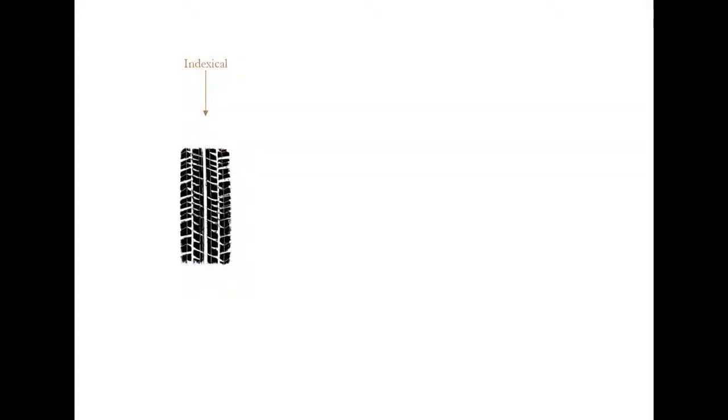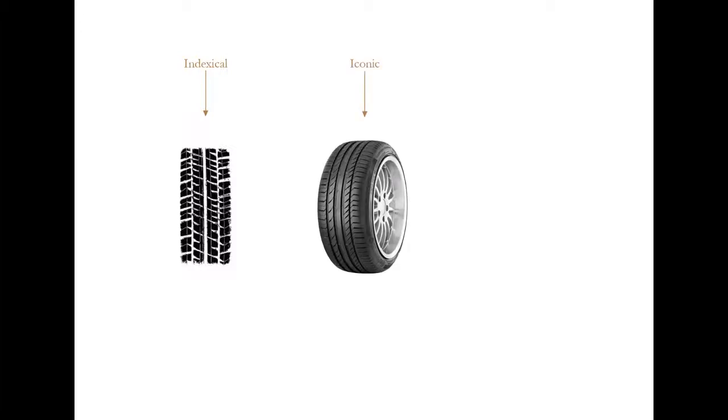For example, indexical here would refer to the impression that the tire has left on the road. Iconic here would refer to the actual object, in this case, the tire. Symbolic would be the written and spoken word tire, as in T-Y-R-E in the English language.